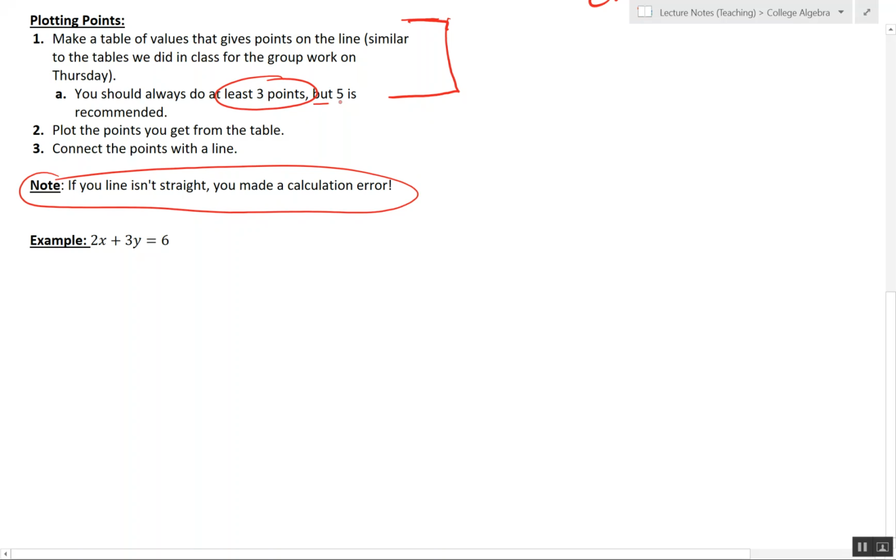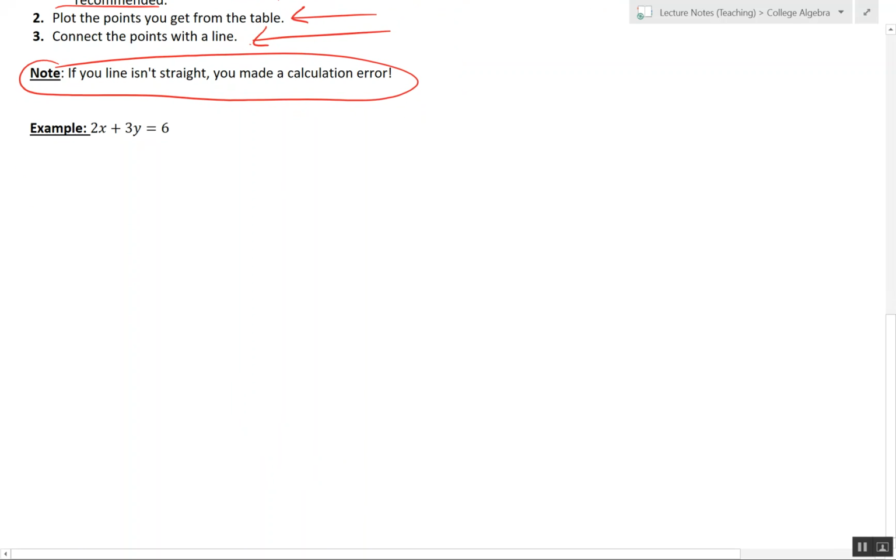But I do recommend about 5, because drawing a straight line, especially when your points are spread out, is a little bit difficult. The more points you can draw through, the easier it is to draw the straight line as straight as possible. So I do recommend 5, but you should have at least 3. Once you plot your points, which is the next step, you just connect them with a line. Very easy to do, so let's look at an example.